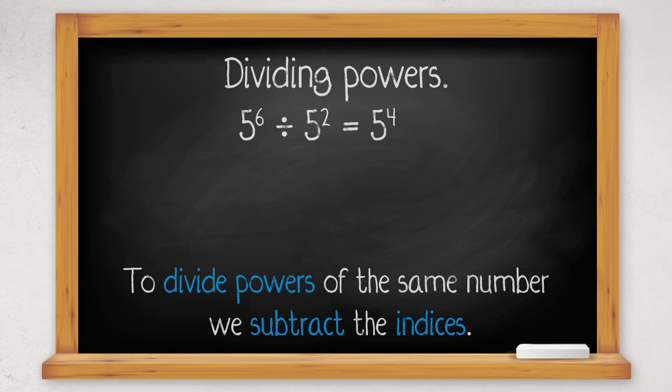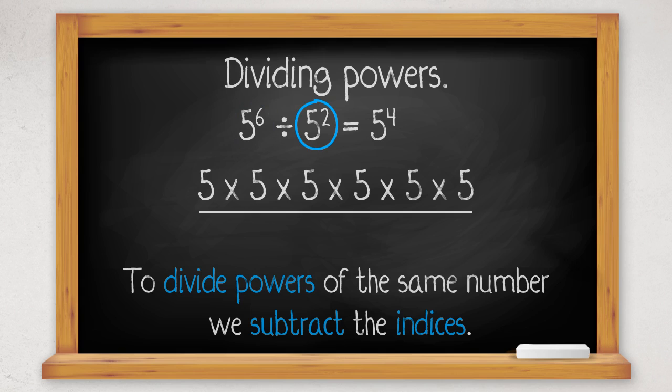The reason for this is because 5 to the power of 6 is 5 times 5 times 5 times 5 times 5 times 5. And we divide it by 5 to the power of 2, which is 5 times 5. 2 of the 5's on the bottom cancel with 2 of the 5's on the top, which leaves us with 5 times 5 times 5 times 5 on the top, which we can write as 5 to the power of 4.